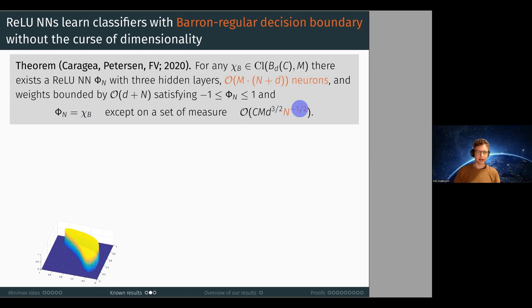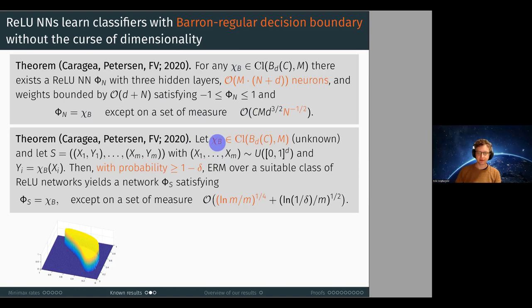approximation bound, by just using usual VC theory, we could then show also a learning bound, meaning that if you get samples from such a function, then with high probability, and if you do empirical risk minimization over some suitable class of neural networks, where the size of the network should depend on the number of training samples that you have, then as an output, you will again get a neural network which is identical to the function that you want to learn, except on a set of small measure. And the important term is that it goes down like m to the minus 1 over 4. Okay, so this just follows from the approximation result plus some elementary VC theory.